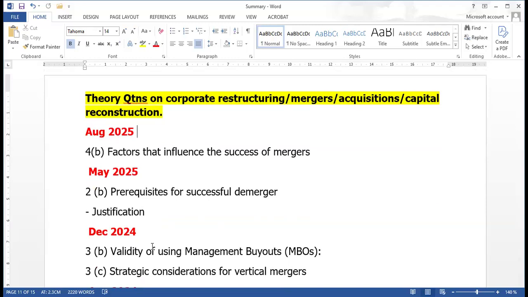Or we can decide to sell. So you are going to find that under capital reconstruction, we have many things. That's where you will find management buyouts, leveraged buyouts, and spin-offs. It's a core topic. I believe you have also seen that it is a core topic, if you have been following.